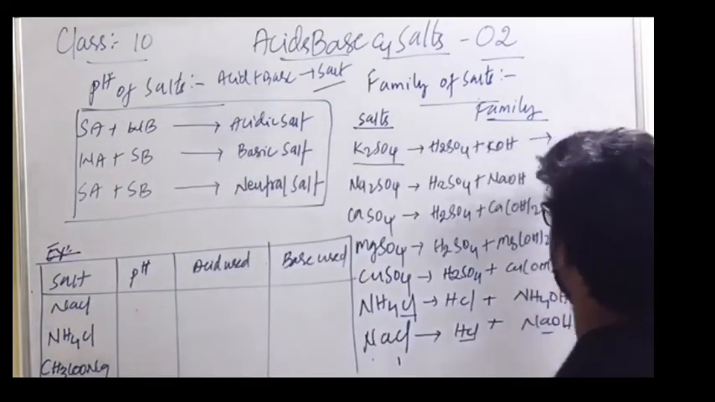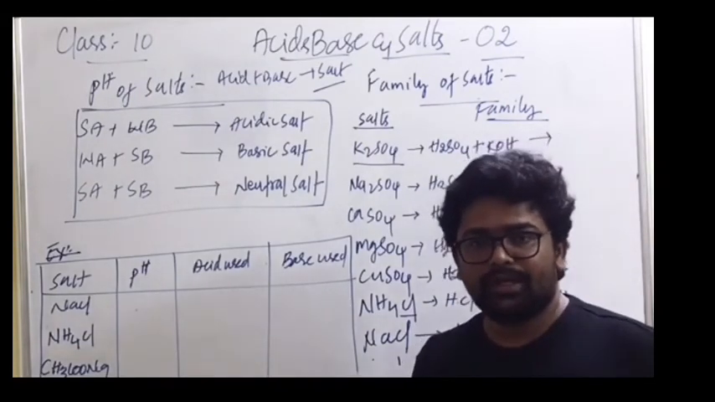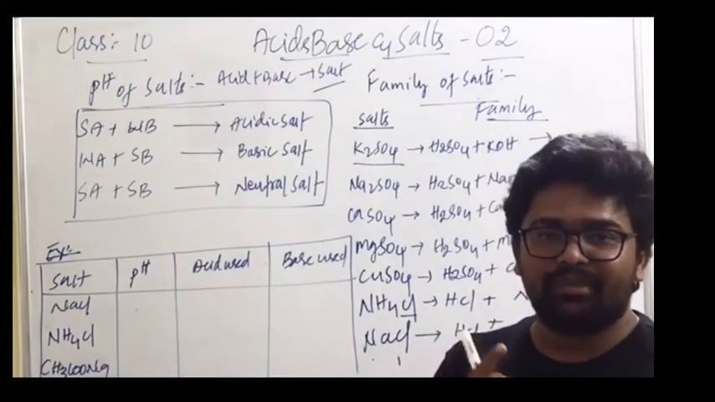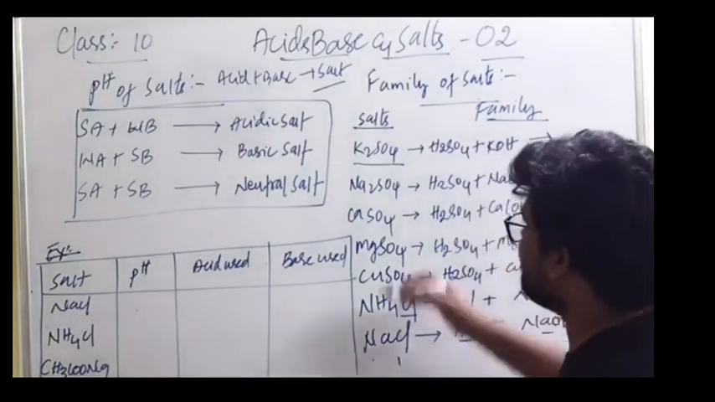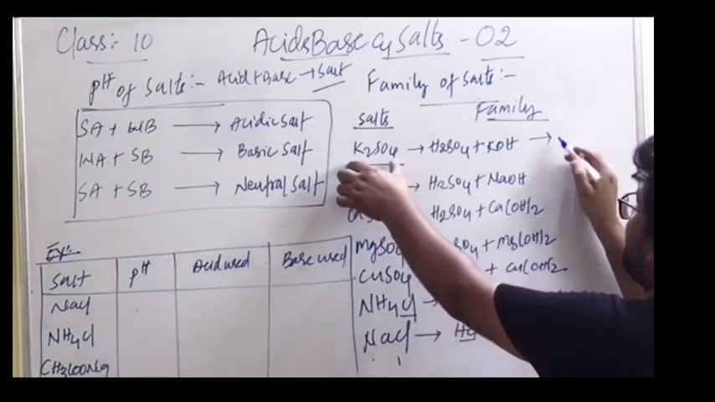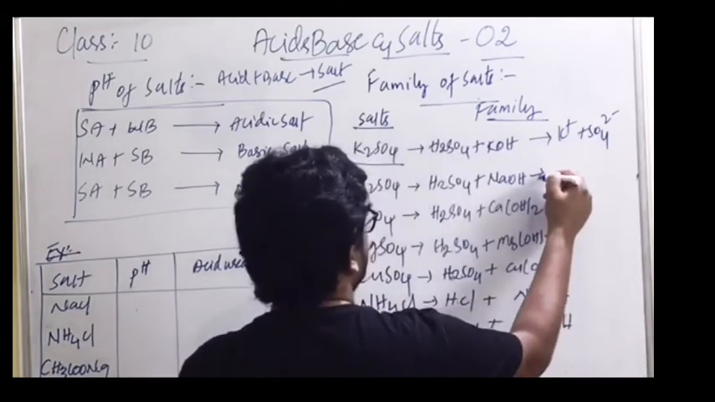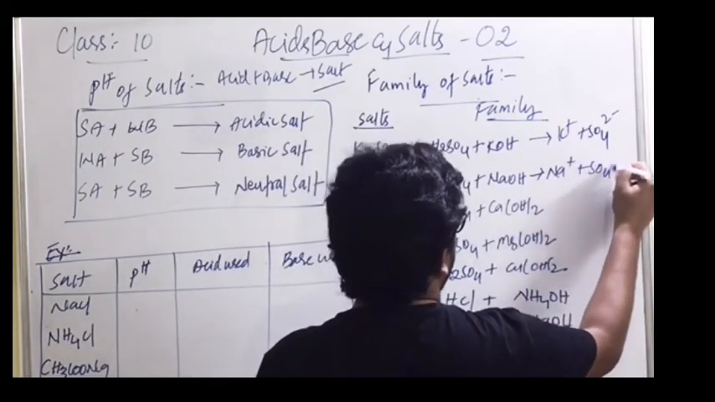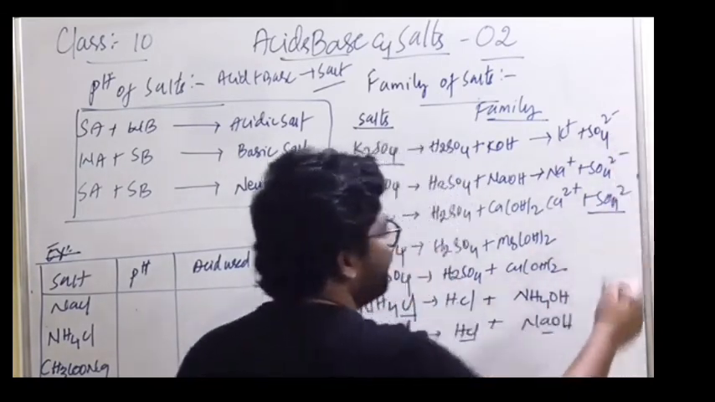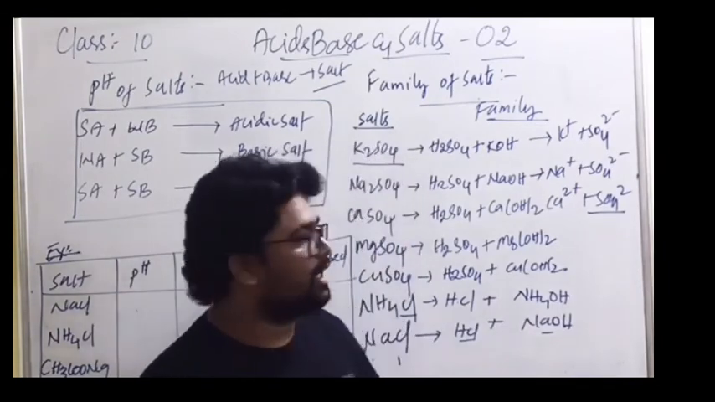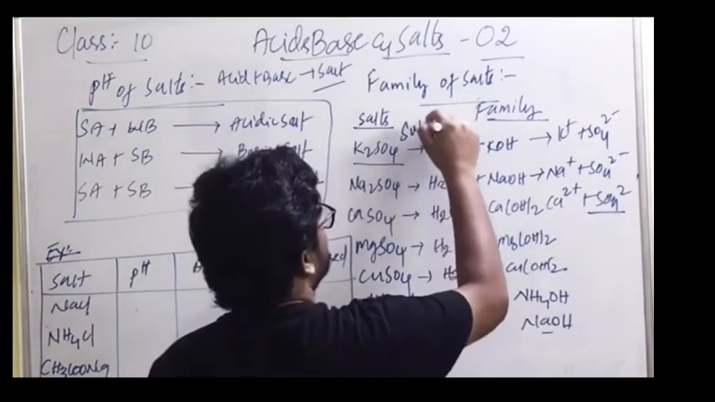Now the question, how do we find a family of these salts? In salts, if you find the same positive or same negative ion radicals in a salt, then that gives you a family of salt. If I dissociate this salt, it dissociates into K+ and SO4 2-. This salt dissociates into Na+ and SO4 2-. So Ca 2+ and SO4 2-. So in these I find the SO4 2- negative radical as common. Then this salt is nothing but a sulfate salt.